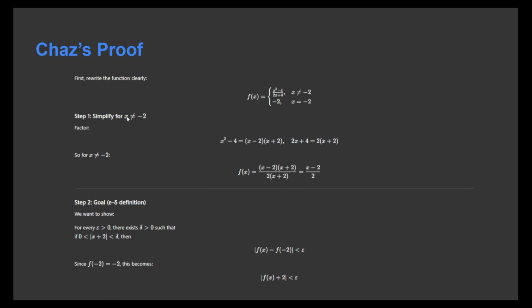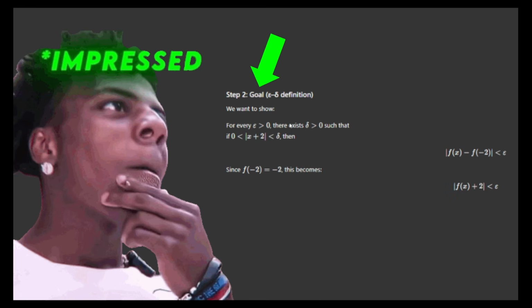The first step was he simplified the function. Then, which I was really surprised with, his second step was stating the goal. This was really impressive, as previously Chatty never stated a goal or even a definition of what he's trying to go for to show continuity.